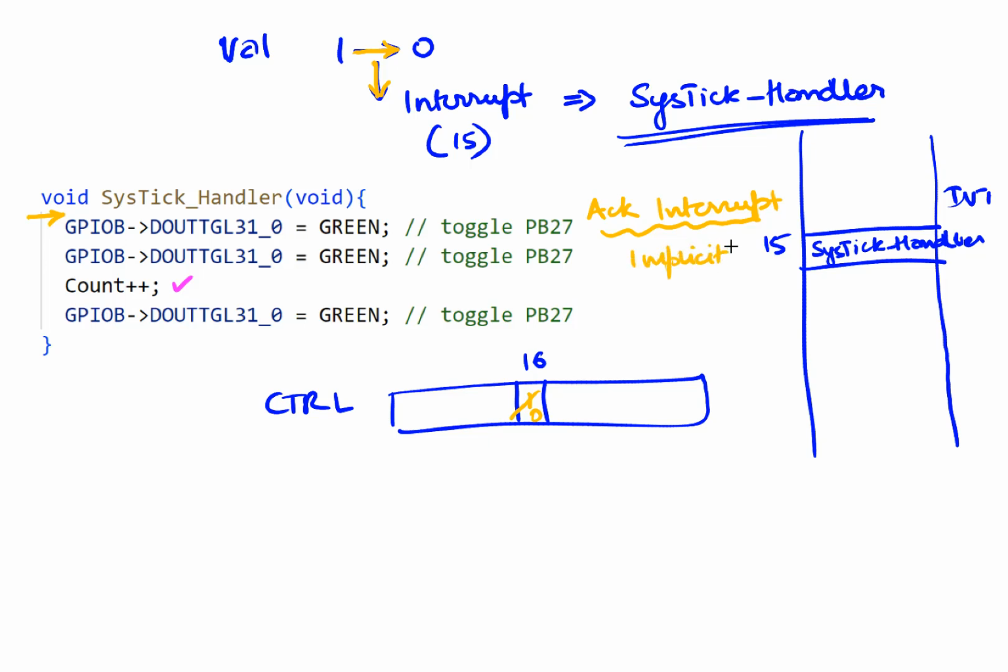You will notice that for other interrupts, the software programmer has to clear the flag explicitly. But here it got cleared just by running the handler. All right, Ramesh, I see you incremented count like you wanted to.